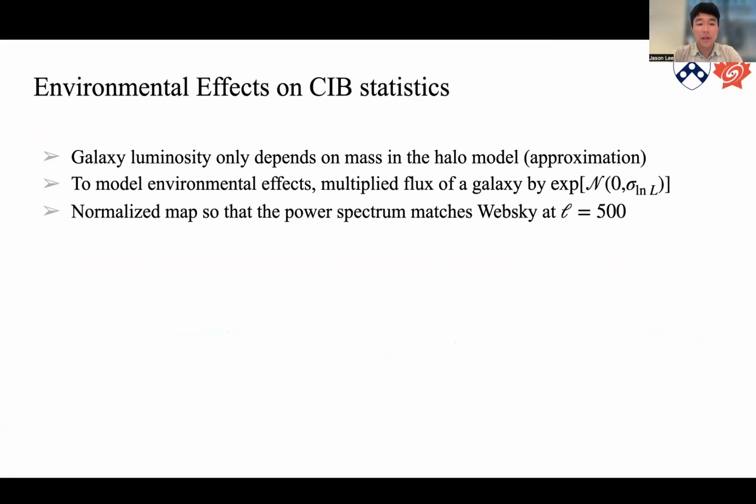I mentioned towards the beginning of this talk that in our Websky simulations, the flux of the galaxy depends only on the mass in the halo model. And this, of course, is an approximation. In order to make things a little more realistic, we tried to model some of the environmental effects that might occur within a galaxy. We multiplied the flux of each galaxy by this exponential factor given here. Then we normalized the map such that the power spectrum matches Websky values at L equals 500.